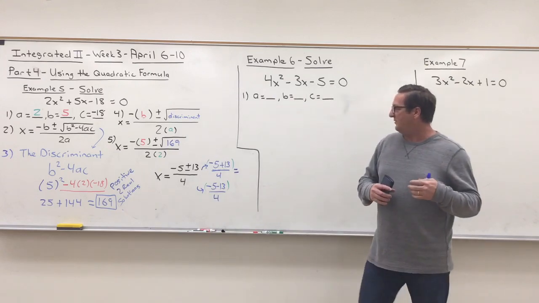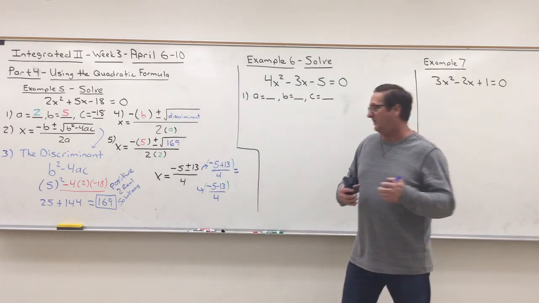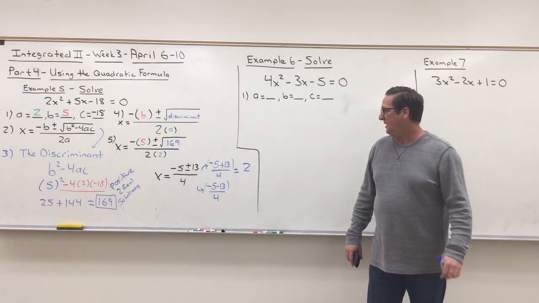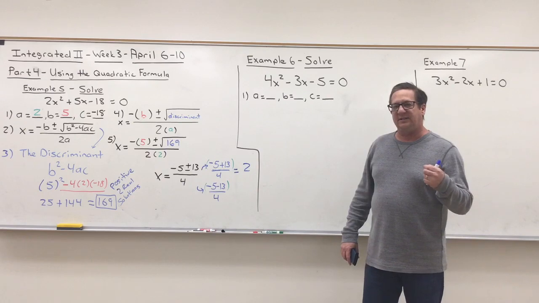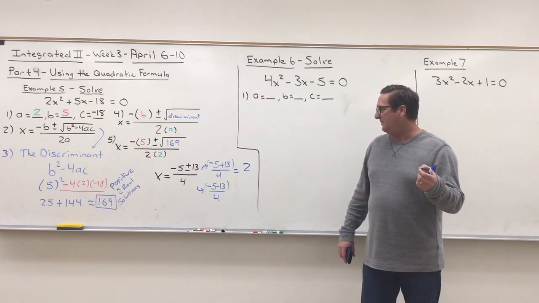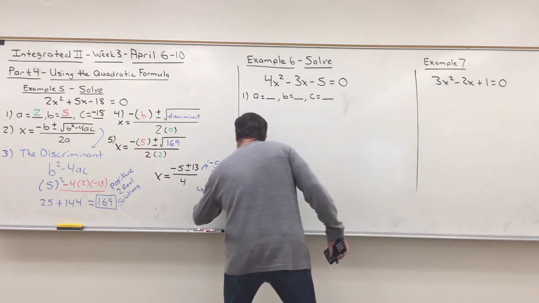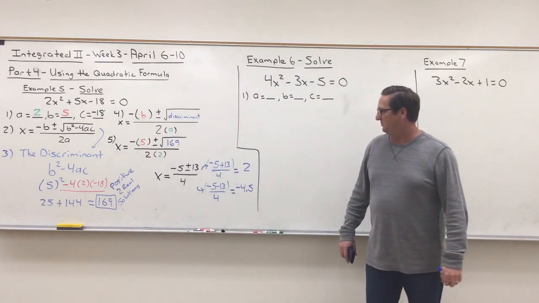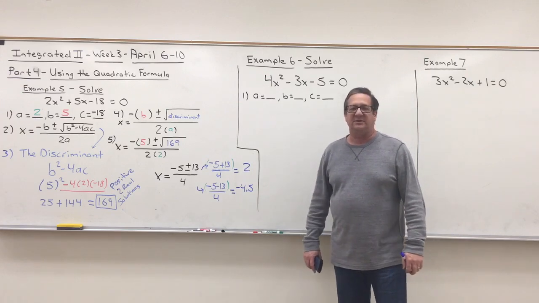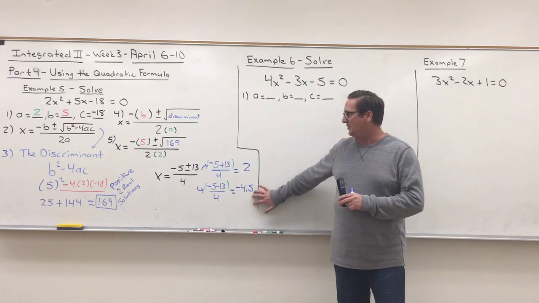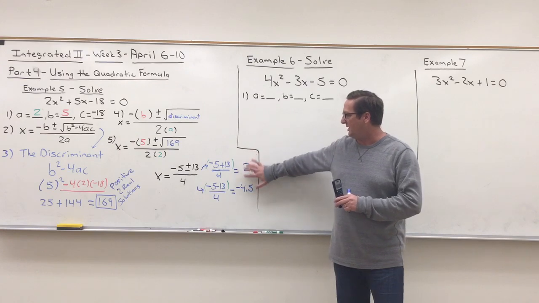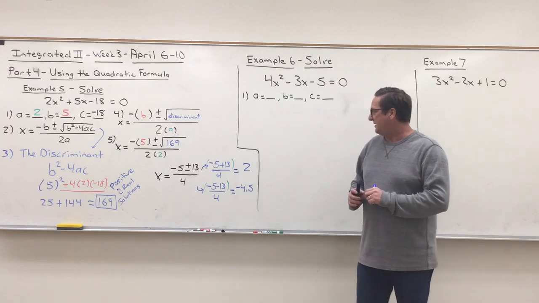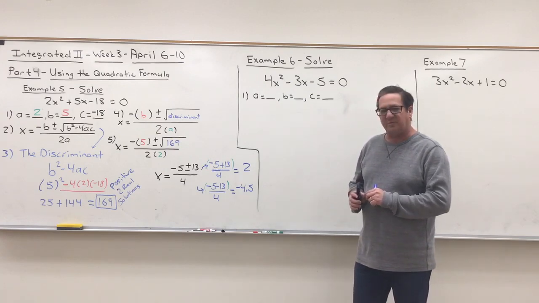So if you punch in -5 plus 13, it's 8, and 8 divided by 4 is 2, and you can do the work on that. -5 minus 13 is -18, and -18 divided by 4 is -4.5. And I'll let you punch that in for yourself. Some people will leave it as the fraction 9 over 2, but I'm going to let you guys just go ahead and convert everything into decimals. Okay? So I get an answer of 2 and -4.5.